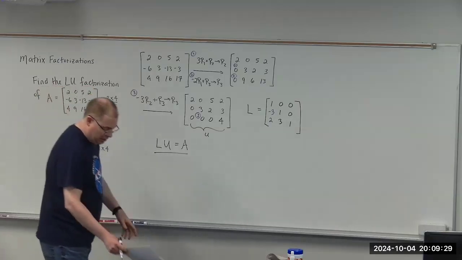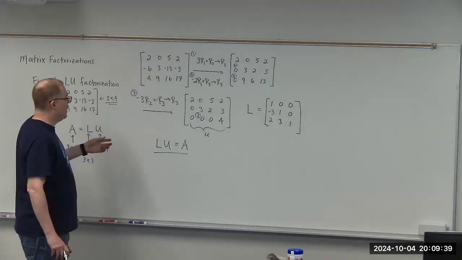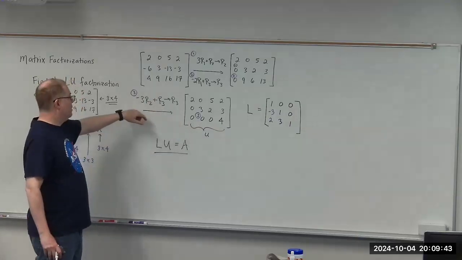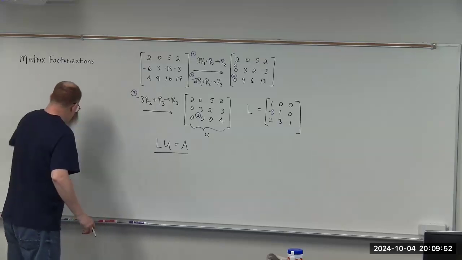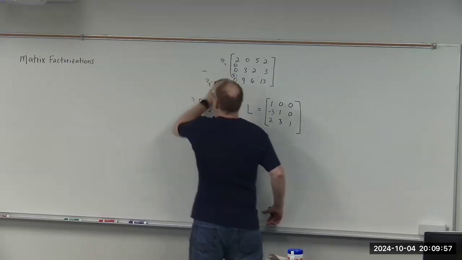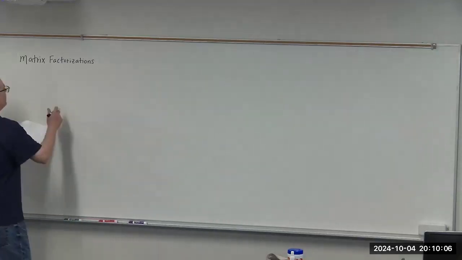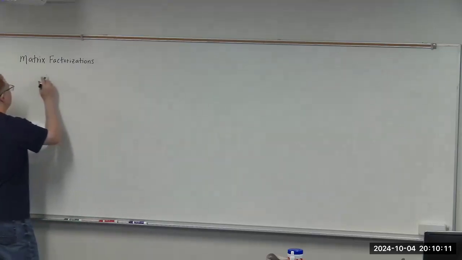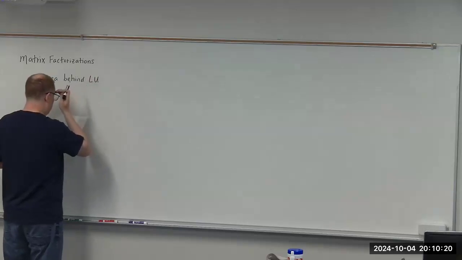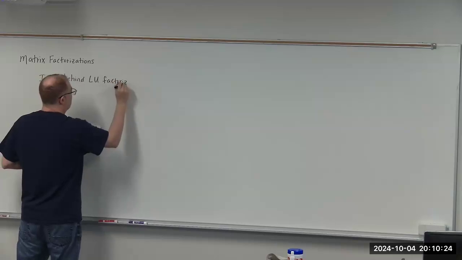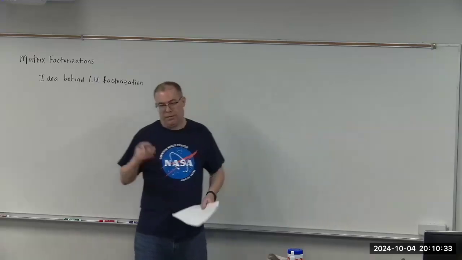So let's discuss briefly the idea, a little bit of the theory behind LU factorization. And hopefully that will explain why we take the opposite values of these numbers when we're constructing L. And to understand what's going on behind the scenes, we have to go back to the idea of the elementary matrices.